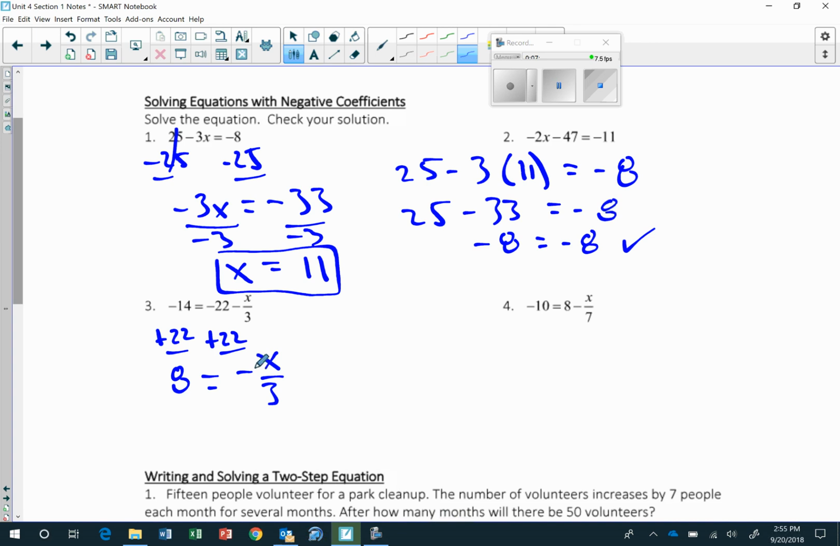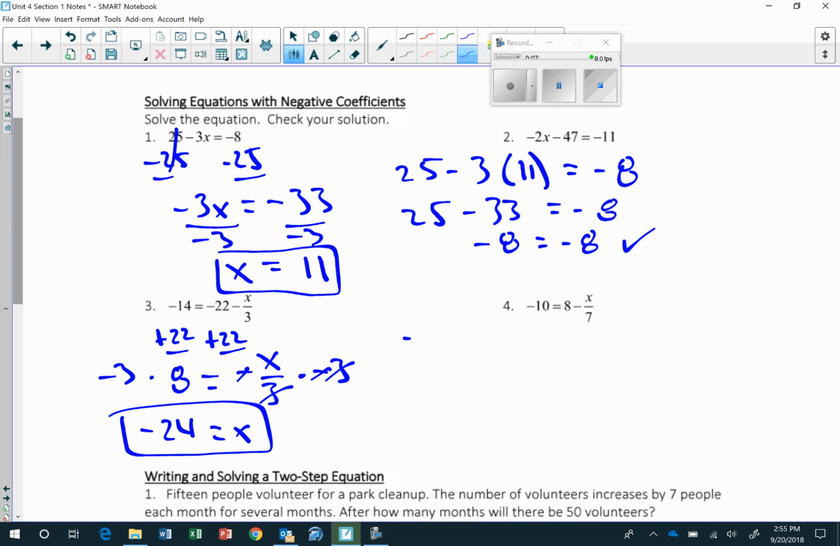Okay. A fraction is division, so to undo division, I'm going to multiply. I also have a negative there, so I'm going to divide by negative 3 on both sides. So negative 3 times 8 is negative 24. The negatives cancel out, and these 3's cancel each other out, so I only have an x left over. So I get negative 24 equals x.